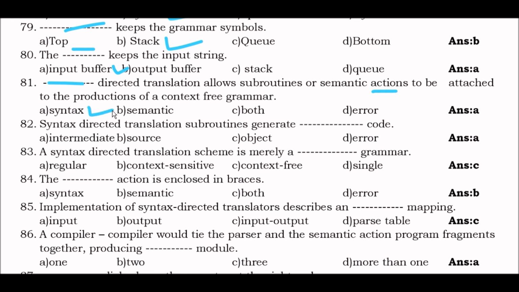Syntax directed translation, SDT, allows subroutines or semantic actions to be attached to the productions of a context-free grammar. Next question. Syntax directed translation subroutines generate blank space code. So right answer is option A, intermediate. Syntax directed translation subroutines generate intermediate code.